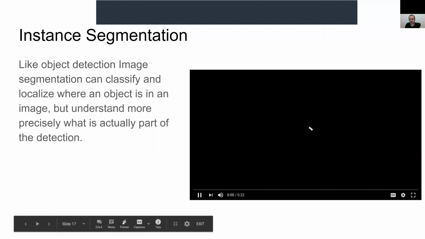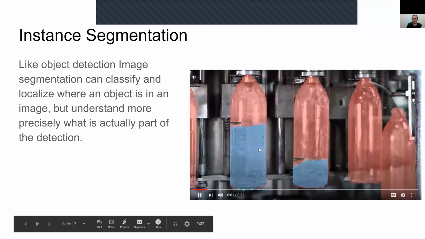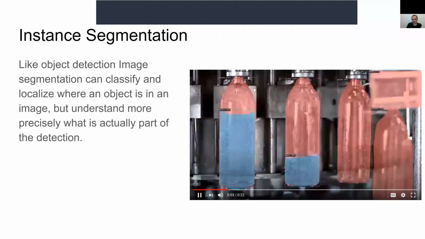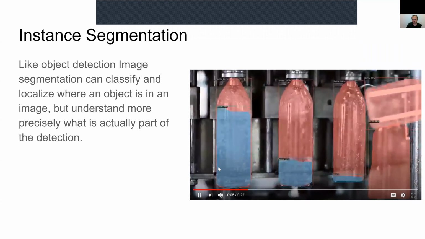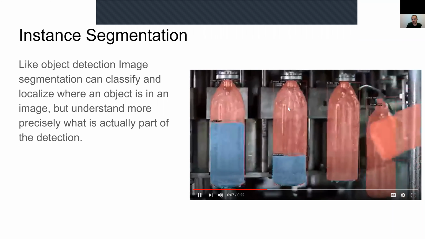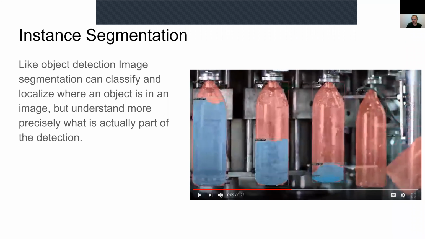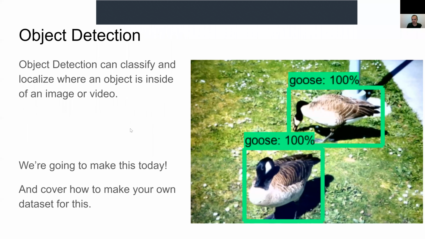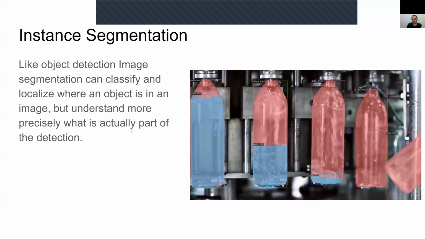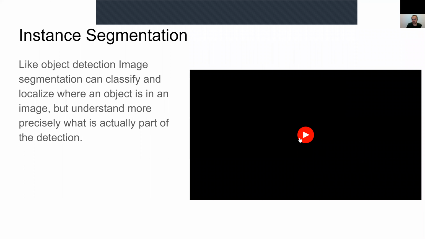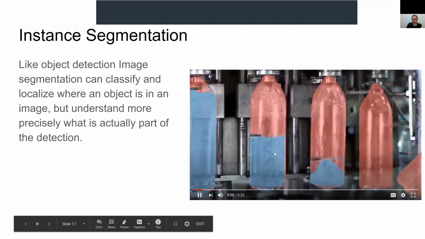And we have instance segmentation. This is similar to classification, except you can see this bounding box around the bottle, but inside of that, it actually segments out where the bottle itself is, not just a square. With the geese, we only draw a square around it. In this case, we actually have a whole mask of where the actual object is.